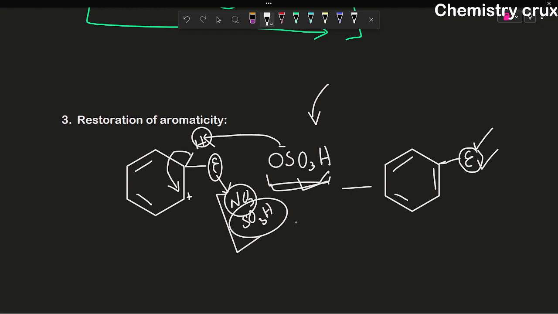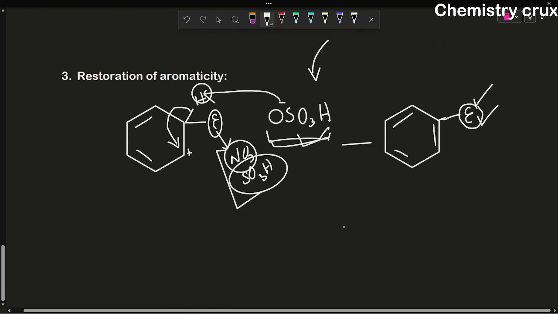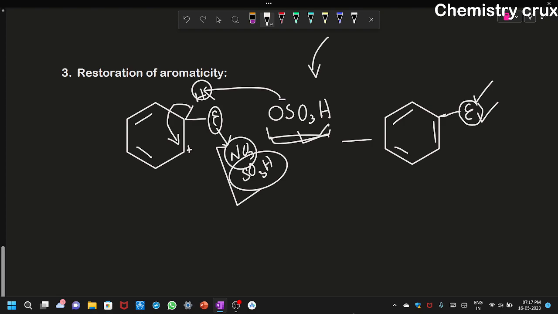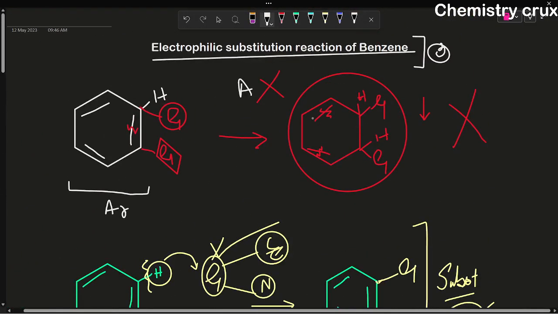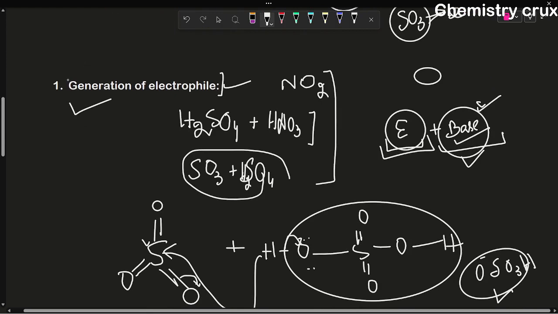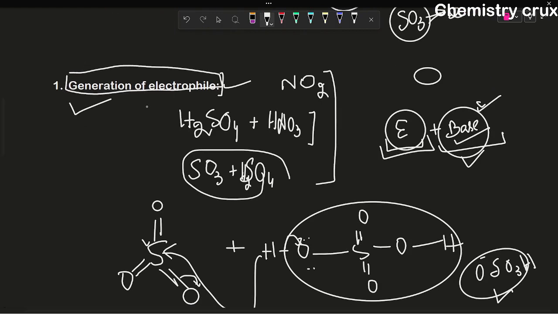So these are the three steps of electrophilic substitution reaction. The first one is the generation of the electrophile. We will be generating an electrophile, which will depend upon this electrophile generation.